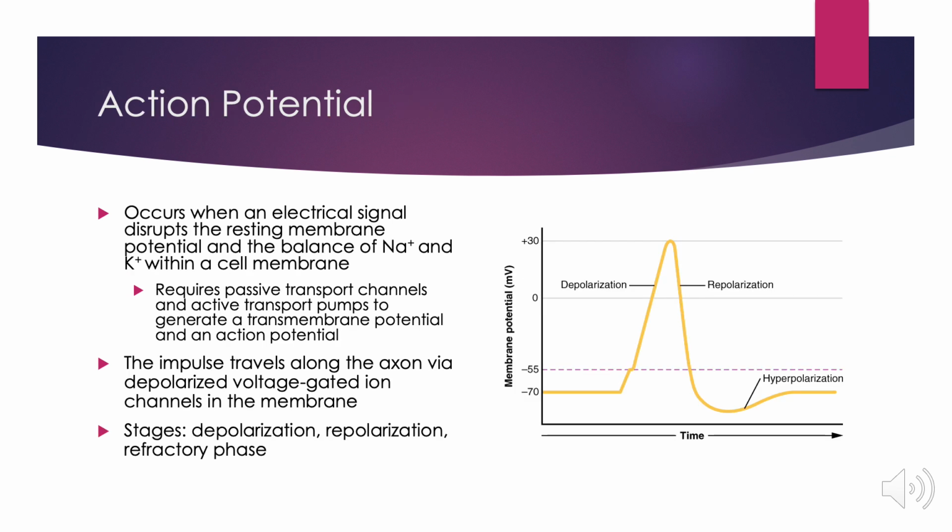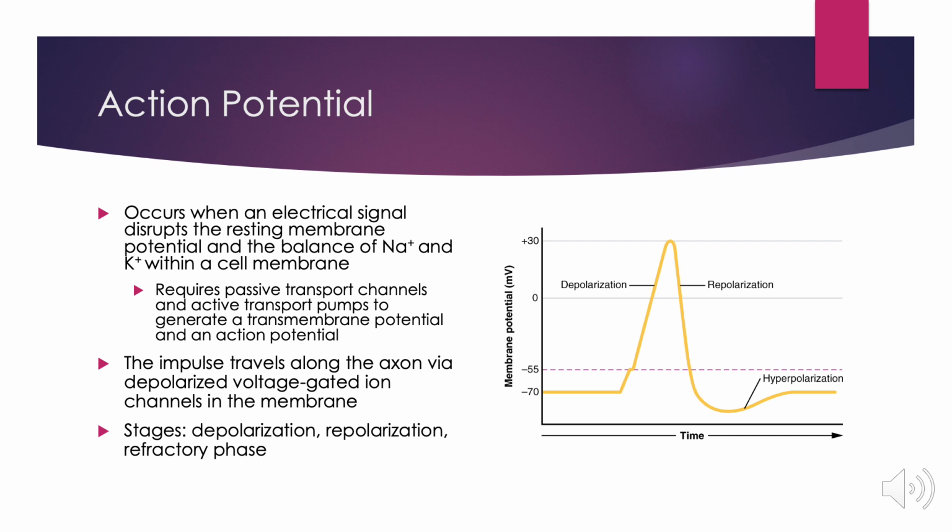So what is action potential? Action potential occurs when an electrical signal disrupts the resting membrane potential and the balance of sodium and potassium within a cell membrane. So those are our 2 most important ions, sodium and potassium. It requires passive transport and active transport pumps to generate a transmembrane potential and an action potential. So the impulse travels along the axon via depolarized voltage-gated ion channels in the membrane.